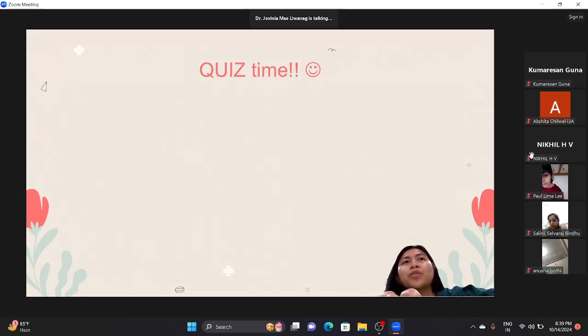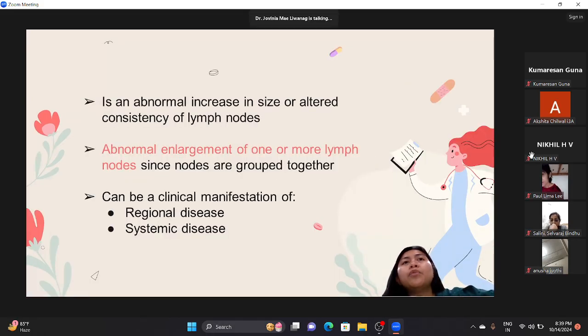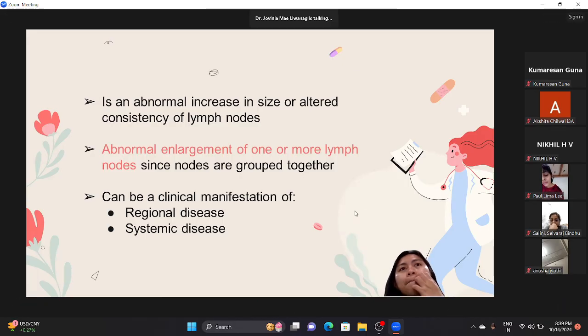So lymphadenopathy is an abnormal increase in size or altered consistency of the lymph nodes. It is the abnormal enlargement of one or more lymph nodes, since nodes are grouped together. This could be a manifestation of a regional disease or a systemic disease.